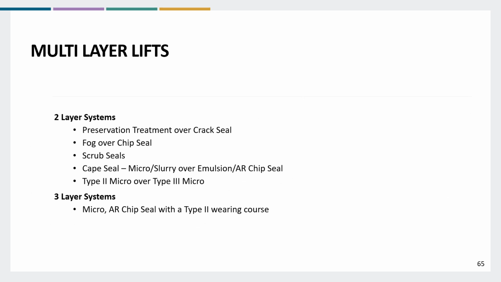Lastly, we're going to talk about multi-layer lifts. 2-layer systems like crack seal with any preservation treatment over the top of it, fog over chip, scrub seals, cape seals, a type 2 micro over a type 3 micro, and 3-layer systems, which is a micro, asphalt rubber chip seal with a type 2 wearing course.